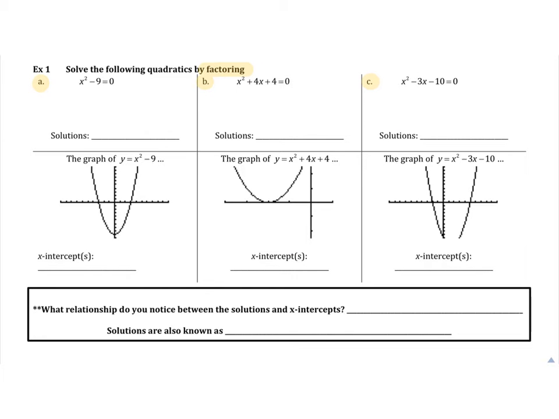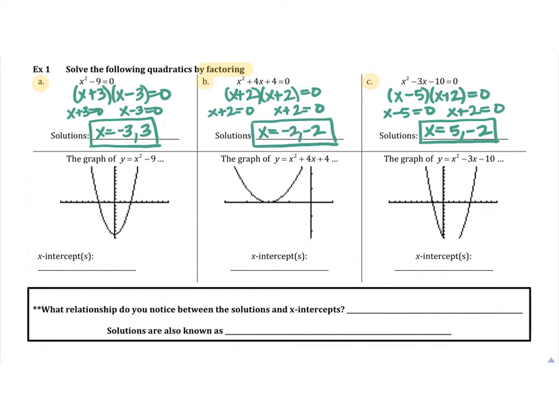To get our brains activated, we're going to go to example 1. It says solve the following quadratics by factoring. For A, B, and C that I highlighted in yellow, I want you to check your understanding. If we were in class, I'd give you about 2 minutes to do this. Solve those 3 quadratics by factoring, then pause the video to do that, and unpause when you're ready to check.